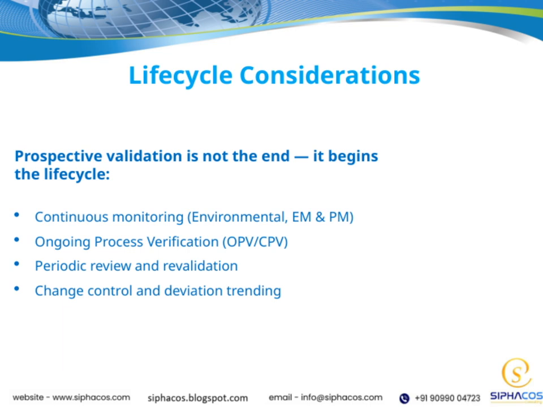It requires periodic review and revalidation to adapt to any changes that might occur. Change control and deviation trending are also critical. They help us identify, evaluate, and address any deviations or changes, ensuring that the process stays in a validated state. All of these activities tie into life cycle considerations, thinking of validation as a continuous, dynamic process rather than a one-time event. This approach ensures quality, compliance, and consistency throughout the product's life cycle, aligning with our overall goal of maintaining high standards and continuous improvement.